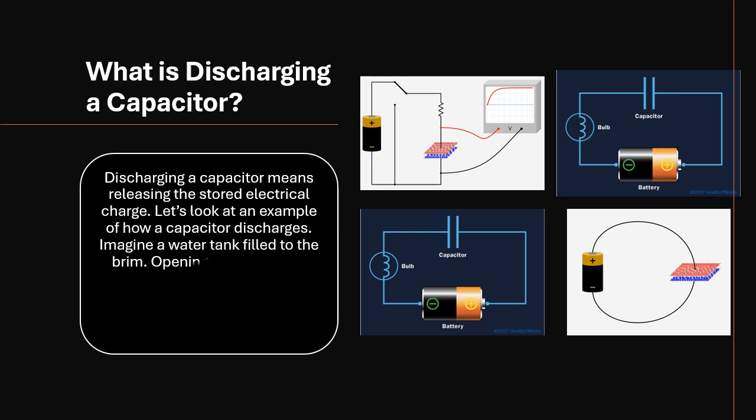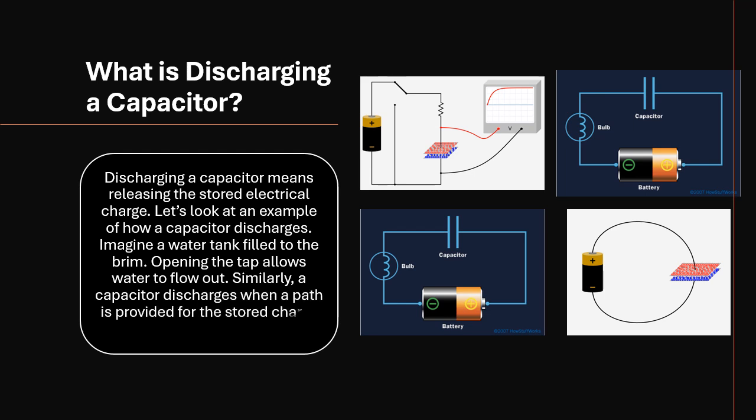Imagine a water tank filled to the brim. Opening the tap allows water to flow out. Similarly, a capacitor discharges when a path is provided for the stored charge to flow.